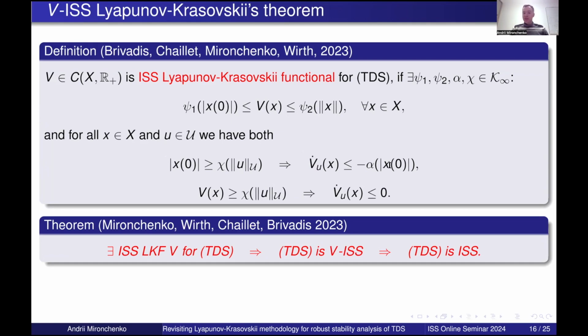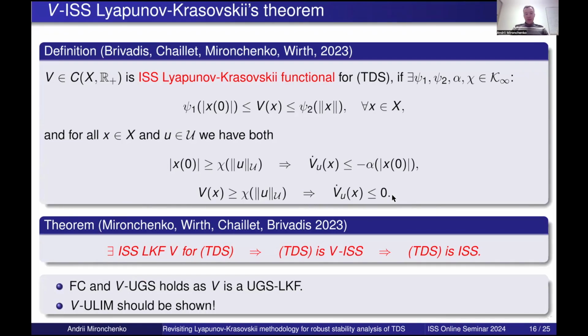The Lyapunov function decays in terms of not the norm of x, not V, but in terms of the norm of x_0. So it has a very weak type of dissipation. But we also need that if V of x is larger than this norm of u, then V at least doesn't increase. So we have this additional property which we need here. And then we can prove the result. Then we can prove that the existence of such an ISS Lyapunov-Krasovskii functional implies not only ISS, but also V-ISS. So a stronger property.